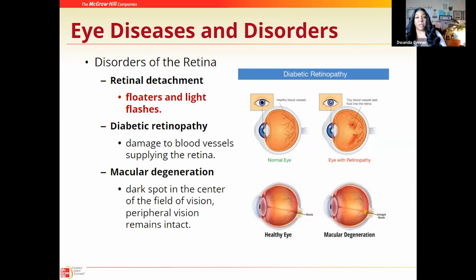At the bottom there, you have macular degeneration. Macular degeneration is a dark spot in the center of the field of vision. Now that dark spot, because it's right in the center of the eyes, does not affect the peripheral or the side vision, only what the patient sees head on. Here in the diagram, you can see the healthy eye versus an eye that has macular degeneration.